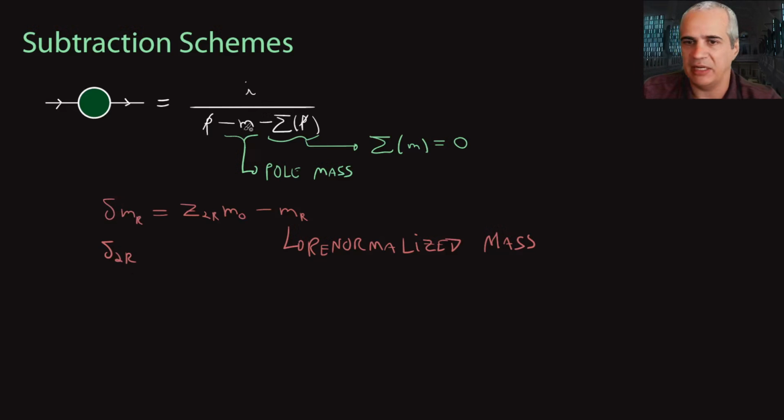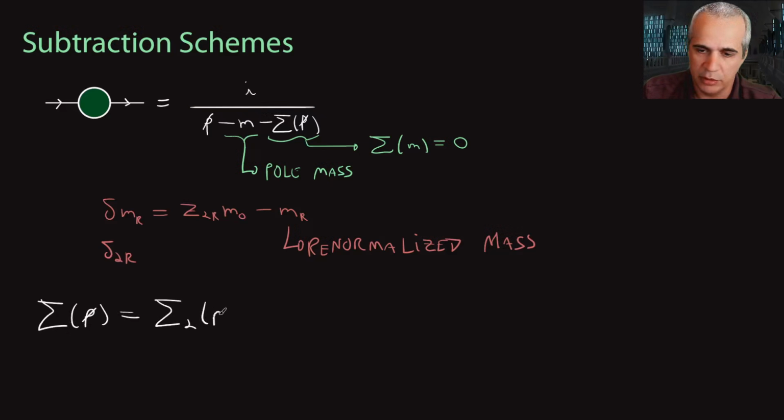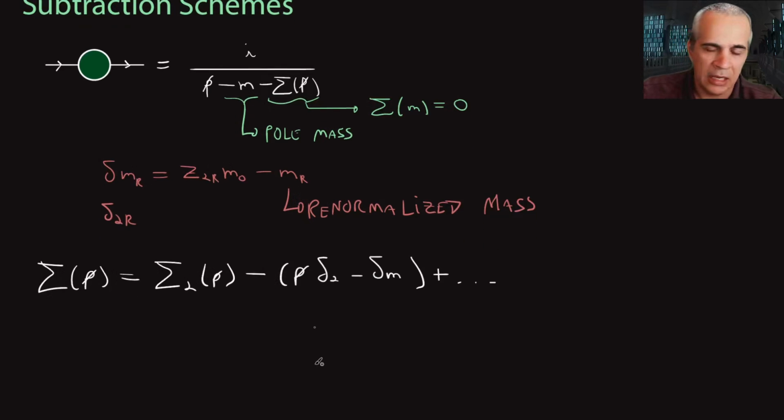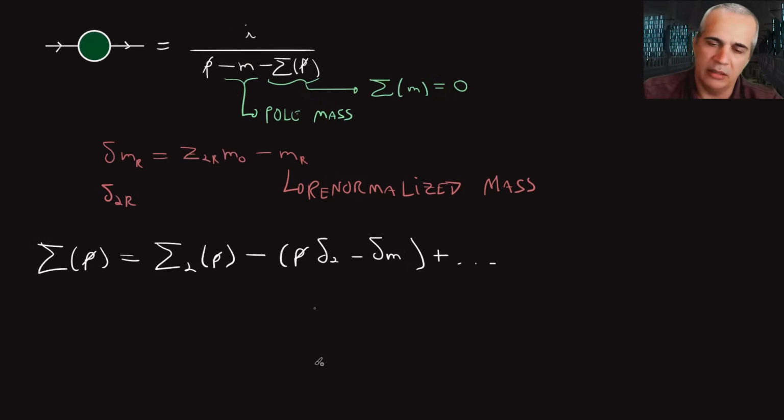What we will demand now is based on the fact that, remember, right at the start we saw that the sigma of p slash, which again is given by sigma 2 of p slash minus p slash delta 2 minus delta m, plus higher order next to leading order corrections, the 1PI function, is given by this subtraction.